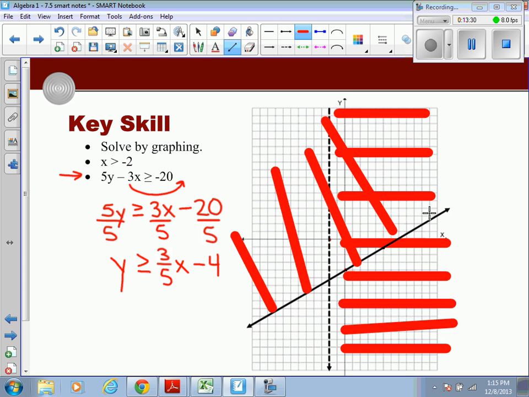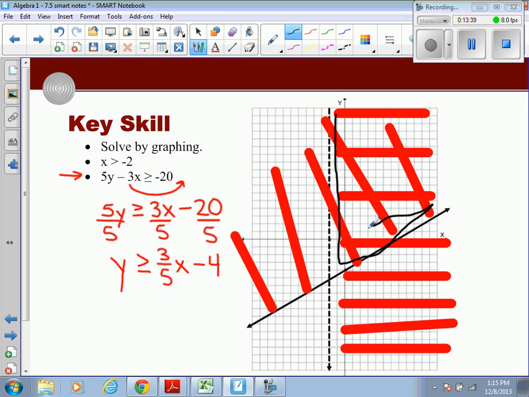Now it's pretty evident where the shading occurs. So my common solution would be in this area right here. And I'll make it a pretty purple here. And that would be the answer to my system of linear inequalities.